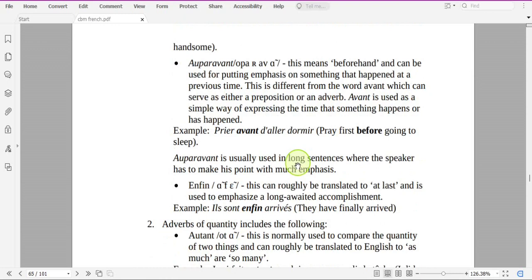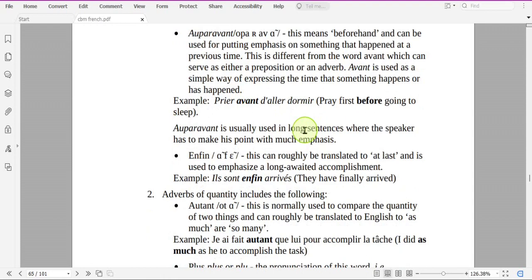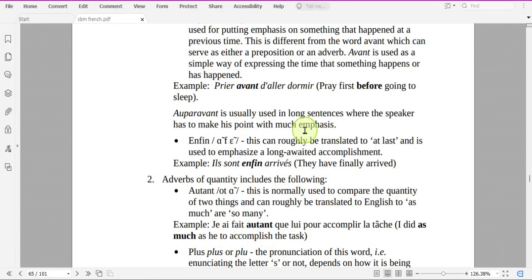Auparavant. This means beforehand. So don't forget, beforehand is auparavant, okay? Priez avant d'aller dormir. Pray before you go to bed, go to sleep. Okay? Pray means prier. Avant d'aller dormir. Is that understood?